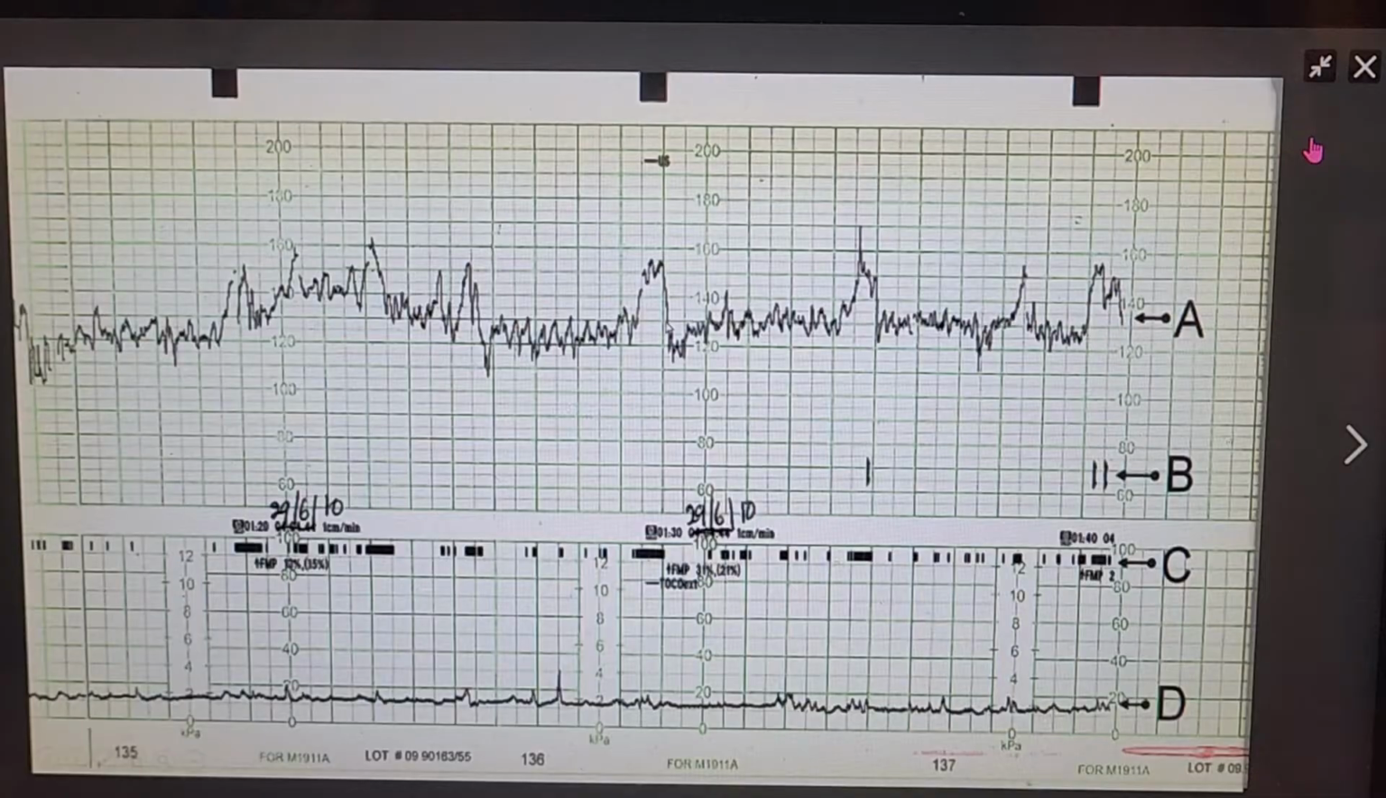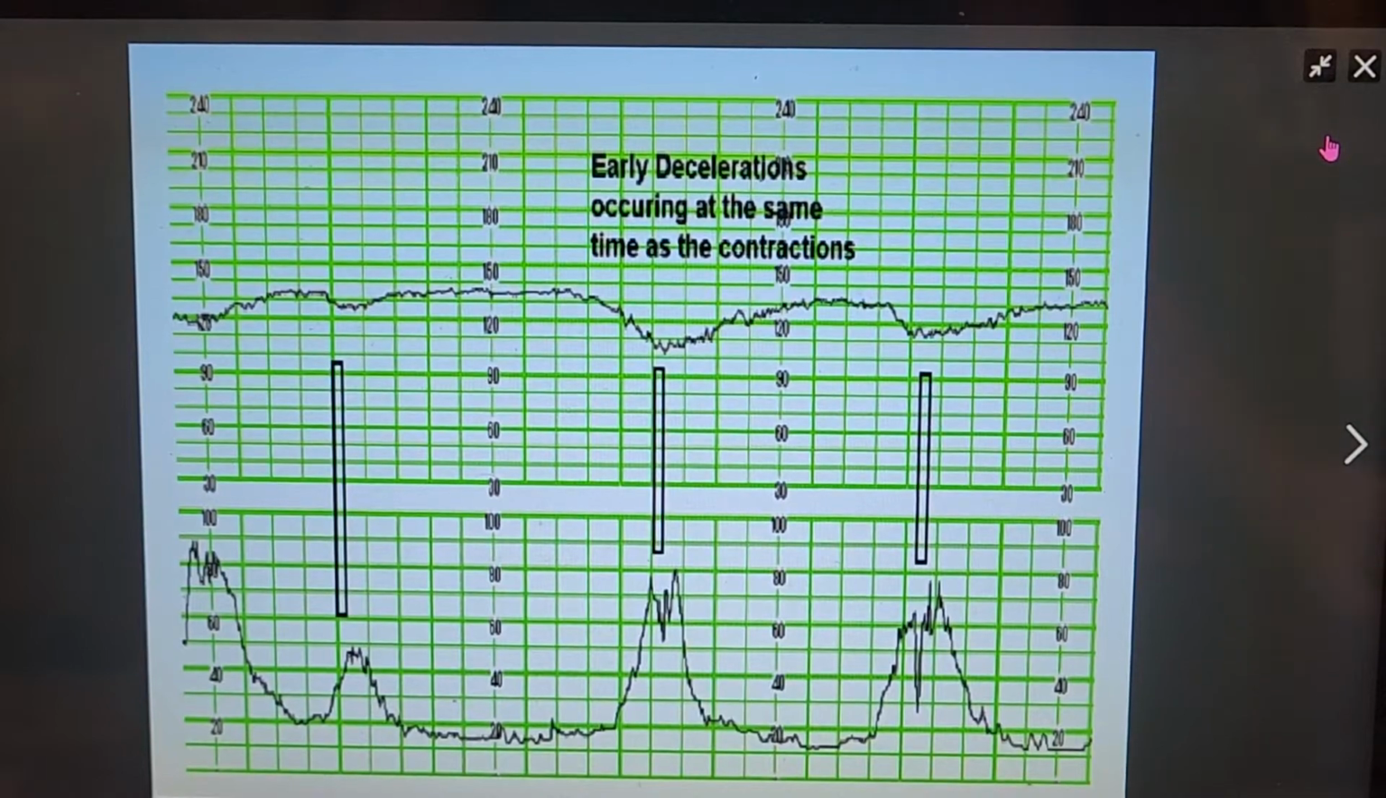In general, we have three types of decelerations, and the types of decelerations are correlated to the uterine contractions. We have early, late, and variable decelerations. So as I said, you correlate them with uterine contractility. As we can see here, these are uterine contractions. There are maybe 4 uterine contractions.